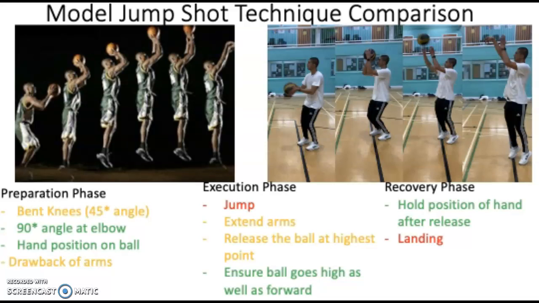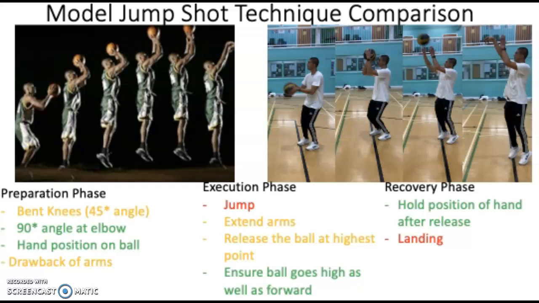And then going to the drawback of the arms specifically, the performer does attempt to do this. However, they do not quite draw their arms back far enough, which has most likely hindered them in the amount of power they can get on the shot, therefore making it more difficult for them to execute successfully.